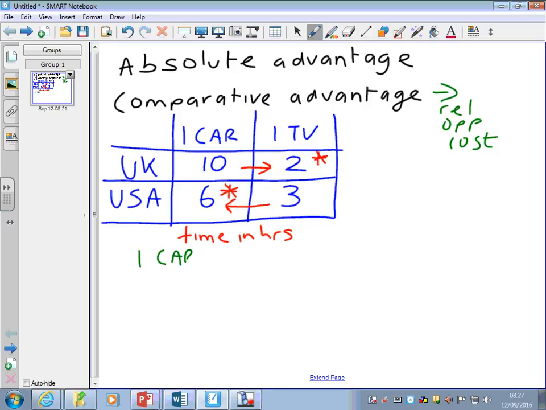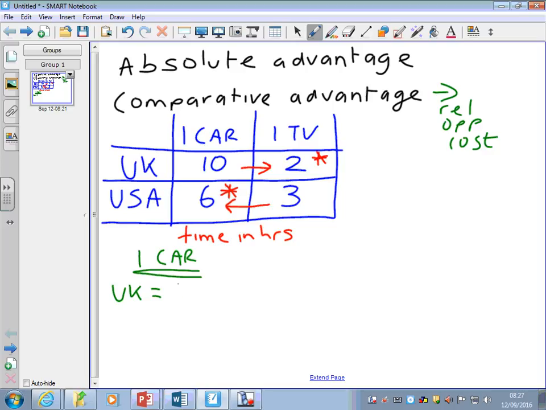So what you should remember is that opportunity cost is what you lose by producing something else. Okay, so if you make a car you can make fewer TVs, if you make TVs, you can make fewer cars, for example, in this example that we've used here. So let's look at the UK first of all. Now in the UK, for every car that's made, it's 10 hours lost.